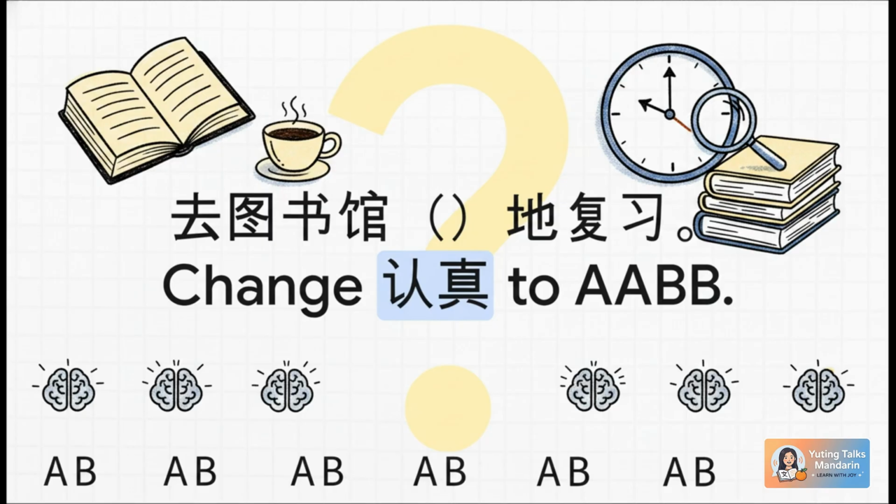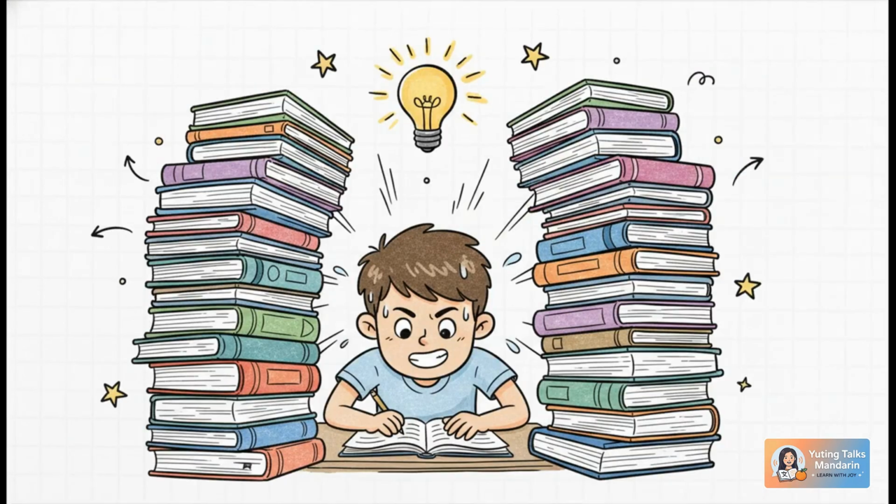So apply the formula to 认真. How do you show that he is studying with an incredibly deep level of focus? And the answer is 认认真真，快考试了，他每天都去图书馆认认真真地复习.